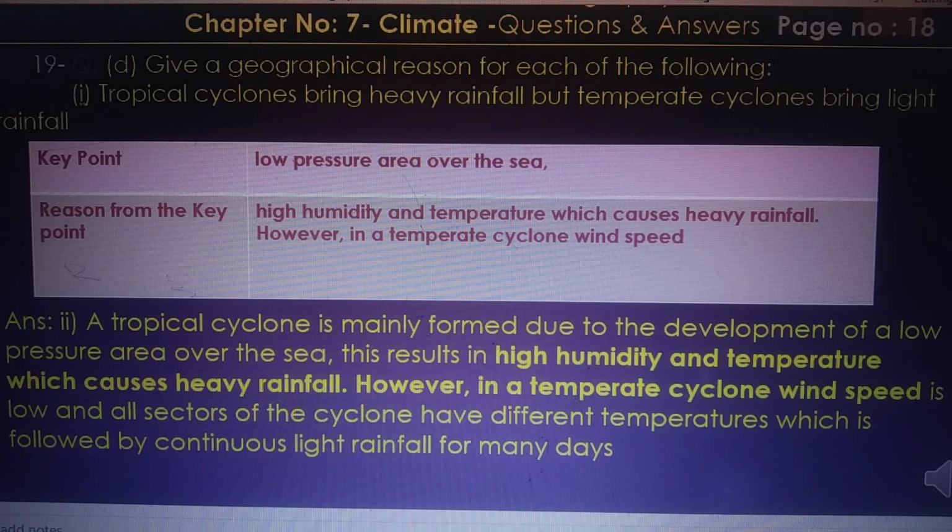Question number 19. The tropical cyclone brings heavy rainfall, but the temperate cyclone brings light rainfall. What is the key point? The low pressure area over the sea. Reason from the key points: high humidity and temperature cause heavy rainfall. However, in temperate cyclones, the wind speed is lower. Based on that, we have taken the key points, the final answer.